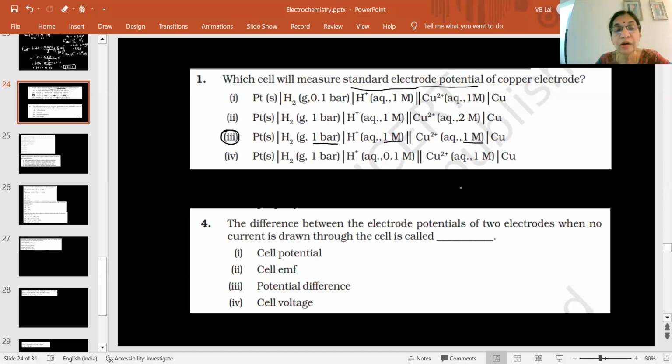Very good. Now somebody else please answer. You were there in the first class, Vaishnavi? Did you attend any of the classes? First class I was there. Okay, so you should be able to answer the second question. The difference between the electrode potentials of two electrodes when no current is drawn through the cell is? Cell EMF, ma'am. Very good. EMF of the cell.